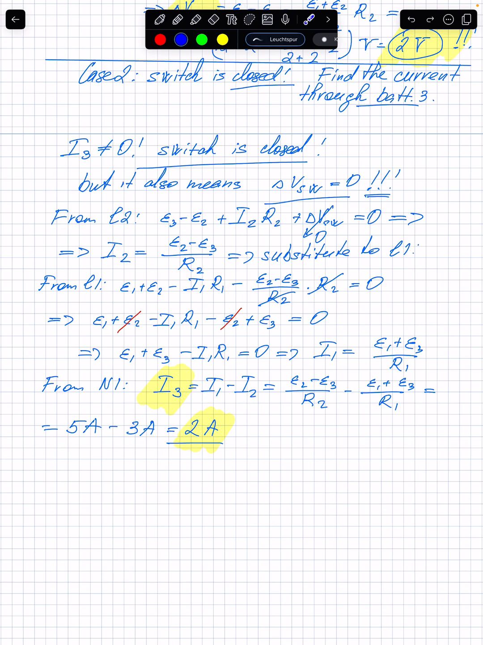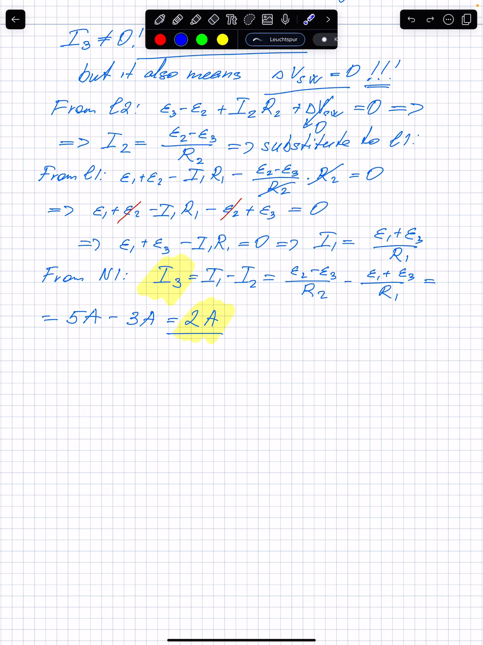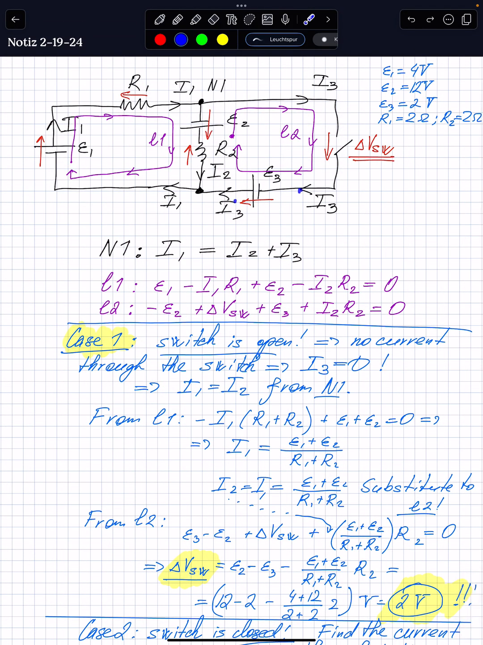I will just substitute these analytical expressions over here for I1 and for I2. You should substitute the numbers. I just prefer to deal here with the symbols, with the variables. But you should substitute the numbers. When I compute this contribution by using the numbers given, I will get 5 amperes. For this, I will get 3 amperes. The difference will give me the final result of 2 amperes. This will be the current through the third battery over here.